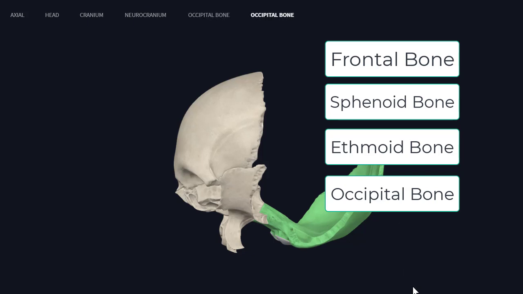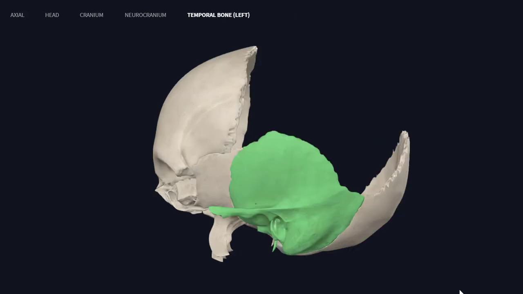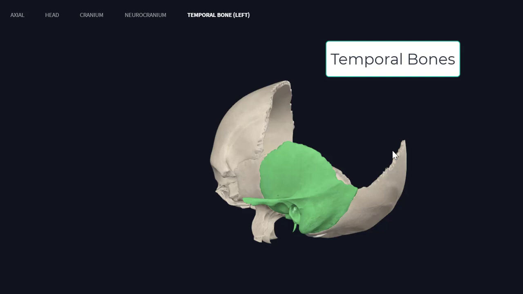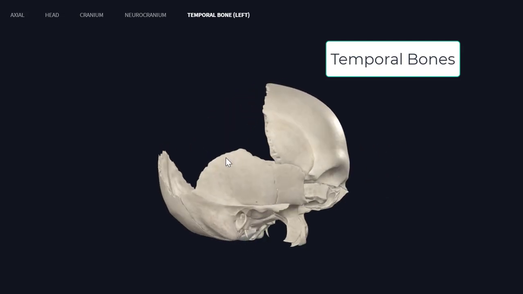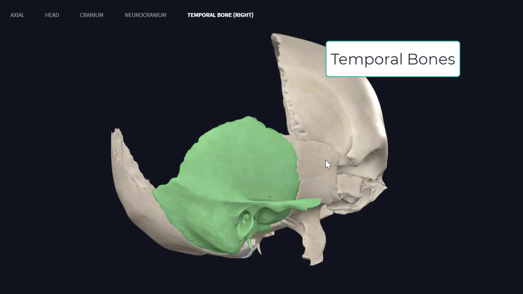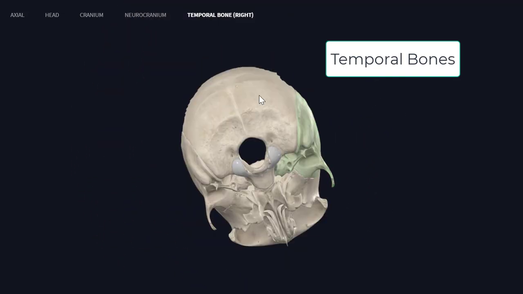Now let's move to the paired bones. Again, we are observing this model from the left lateral view, and we can see between the sphenoid and occipital bone we have a bone that we call the temporal bone, which is present on both sides, on the right side and the left side. Here you have the right temporal bone, and the anatomy is identical.